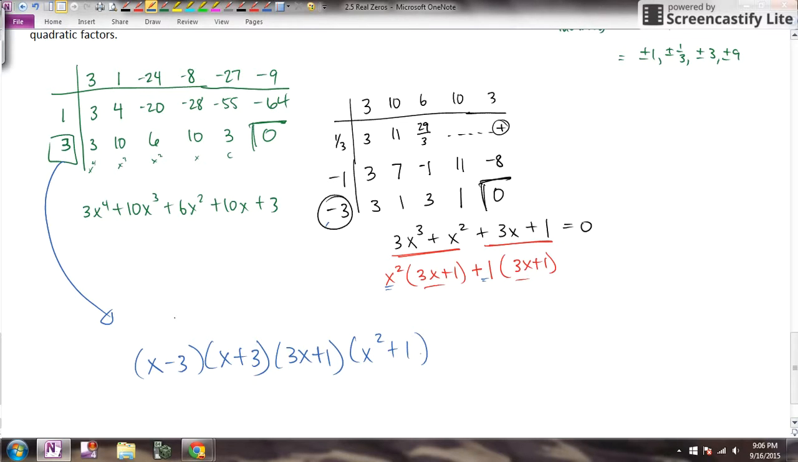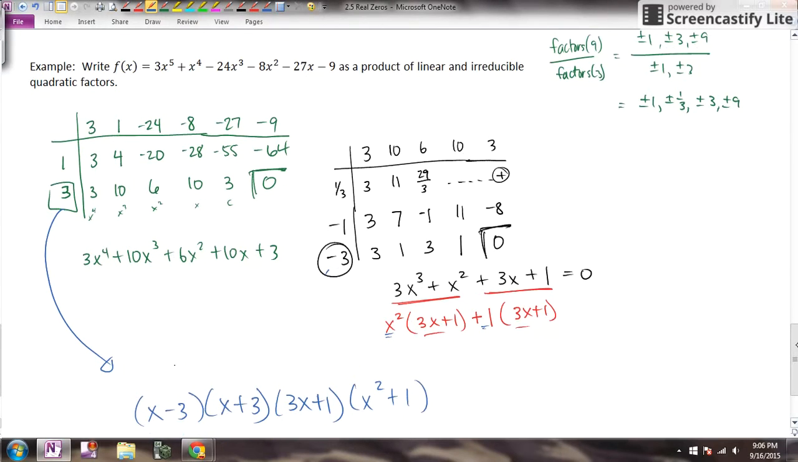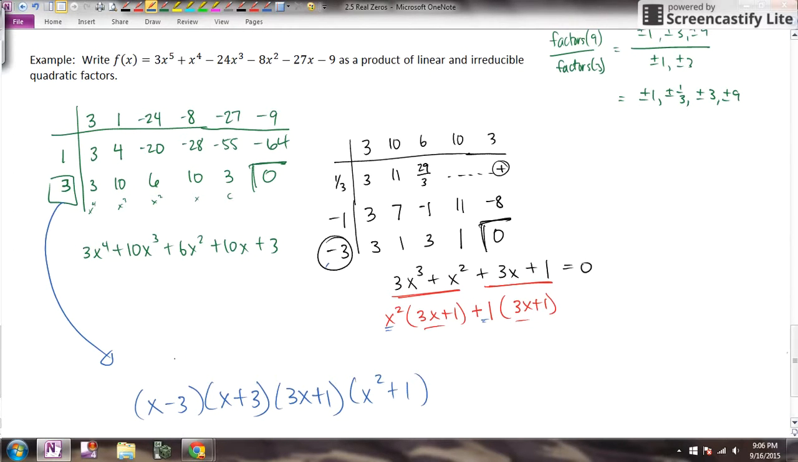X squared plus 1 cannot be factored any farther. So there you have it. That is completely factored, and I feel pretty good. I just factored a very hard problem. I can tell you it has 3 x-intercepts, and it has 5 zeros total. And I think that was all I was asked to do.